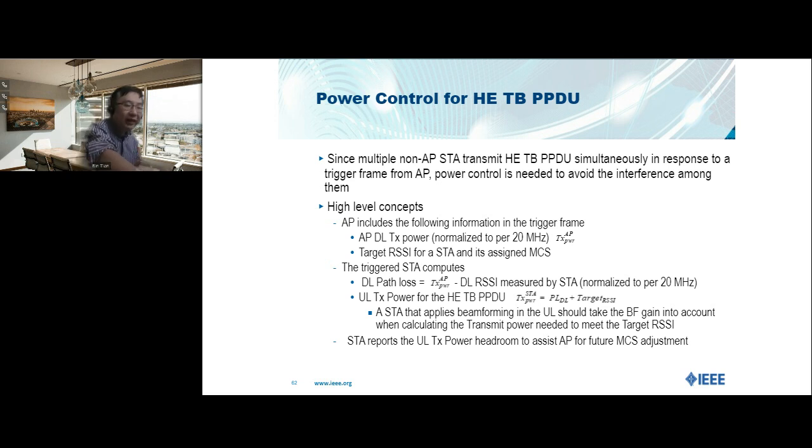There are some details there. For example, if the station applies beamforming, then it takes the beamforming gain into consideration when computing the target RSSI. And the station also needs to report uplink transmission power headroom to assist the AP with future MCS adjustment.